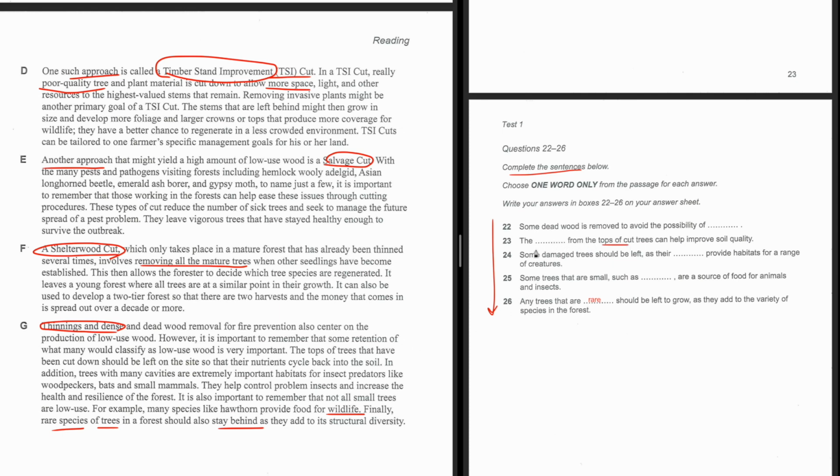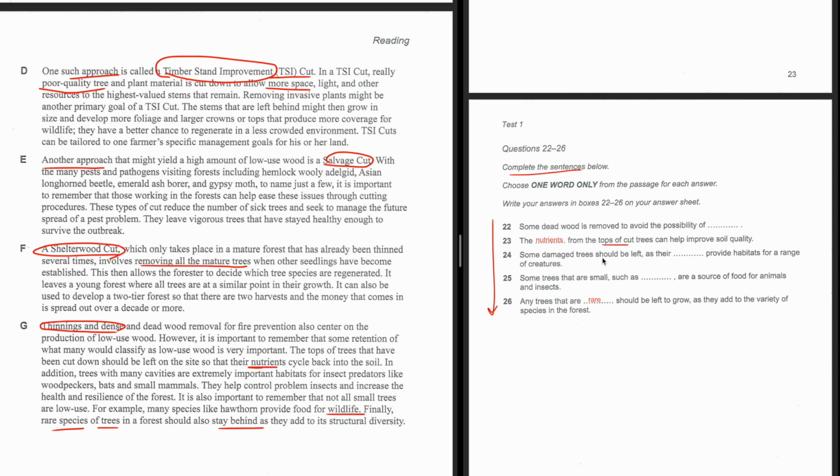So, yeah, let's write that. That's probably the answer. How do you spell that? Nutrients. Make sure that you spell it correctly. Yes, the nutrients from the top of the tree. Okay, great. So now we have 23 and 26. 24 and 25 will have to be between this part and this part.